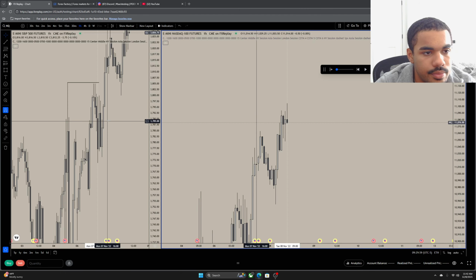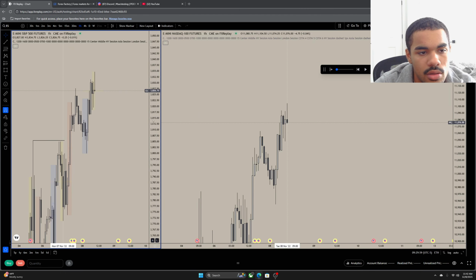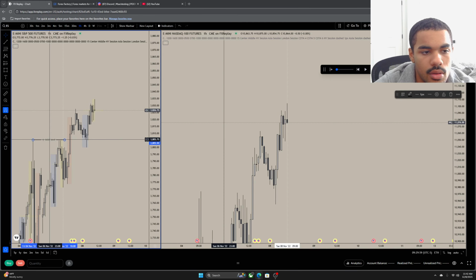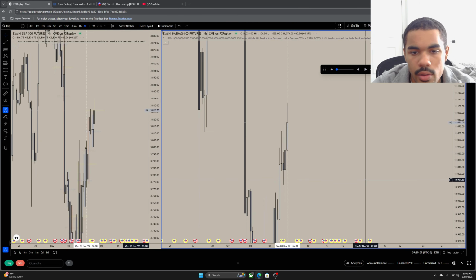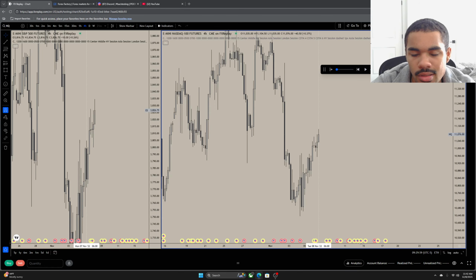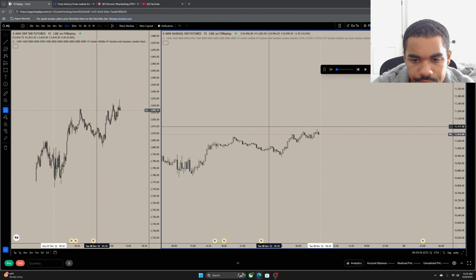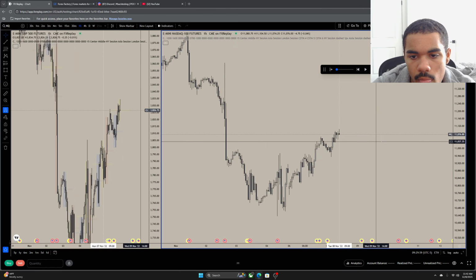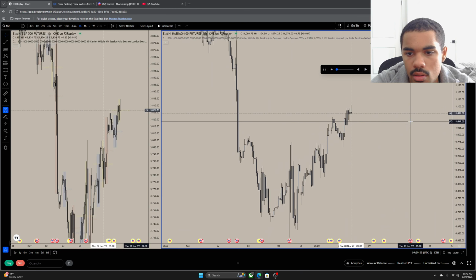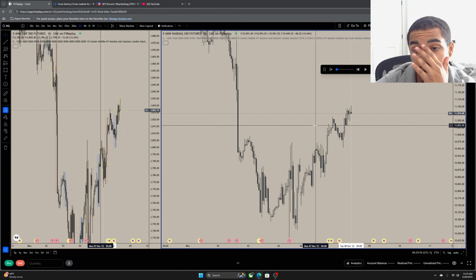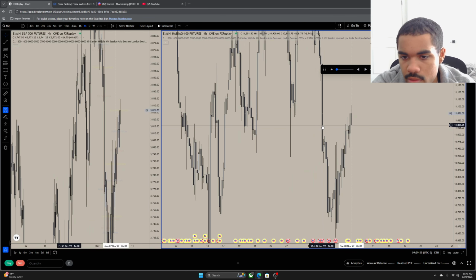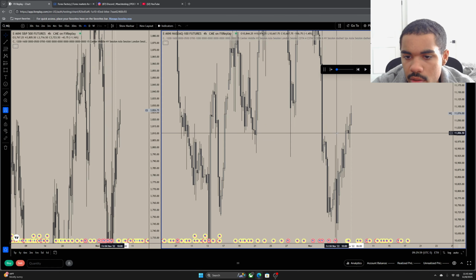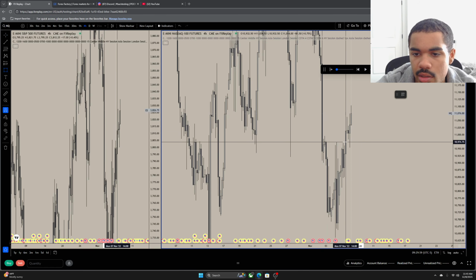Alright. Finally took out that draw on liquidity higher. So now, what are we looking for? Honestly, would like a high time frame. Did we get a high time frame rebalance already? Came in here, tapped this 4 hour, still respecting it.